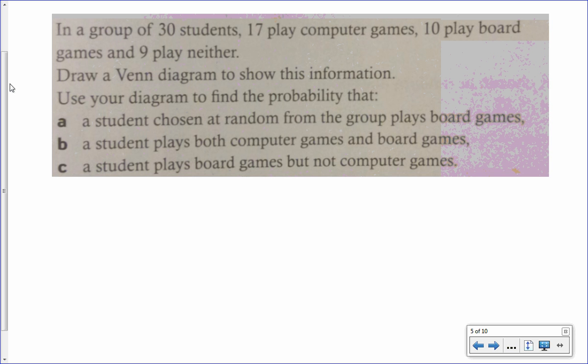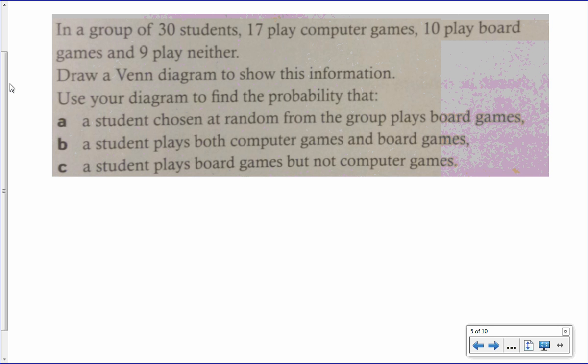It says, use your diagram to find the probability that a student chosen at random from the group plays board games. Well, all the board games, we knew that from the beginning. That was 10 students. So let's answer part A up here. 10 students out of the 30 students play board games. It doesn't say only board games, right? So I can include all the 10, the 6 in the middle and the 4 that play only board. And so that's going to be 1/3 if I reduce it.